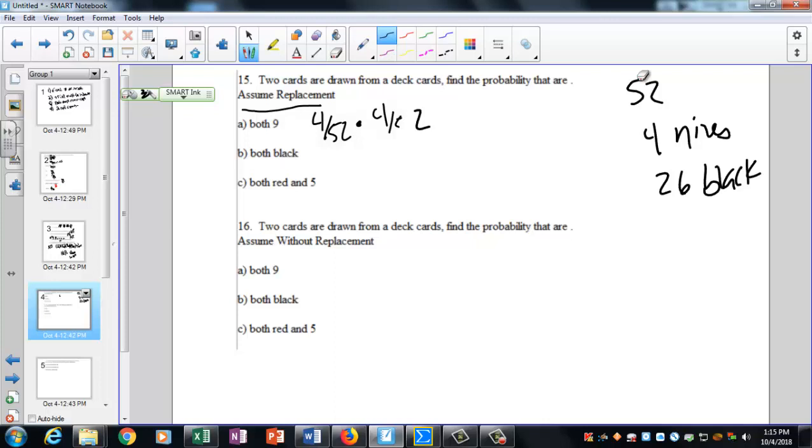Now, what's the probability they're both black? That would be 26 out of 52 times 26 out of 52. What about C? What's the probability that they're both red and a 5? 2 out of 52 times 2 out of 52. Multiply those together. Do we agree?